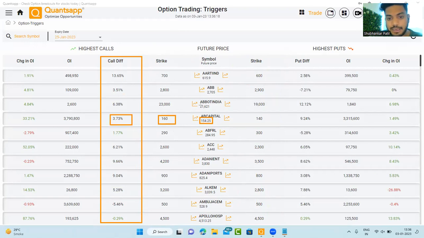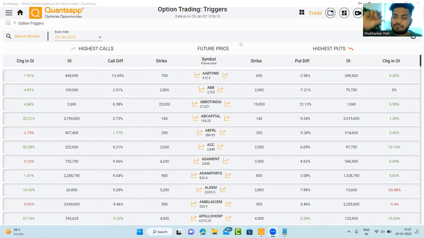So what does this tell? AB Capital's futures price is 154.25. Its highest call is the 160 strike price call option, and the difference between the highest call and the futures price is 3.7%. But what we want is the stock which is trading in the vicinity of the highest call and call writers to unwind. That is the simple trade setup that we need to find.